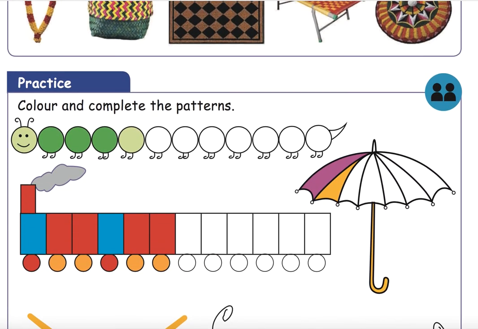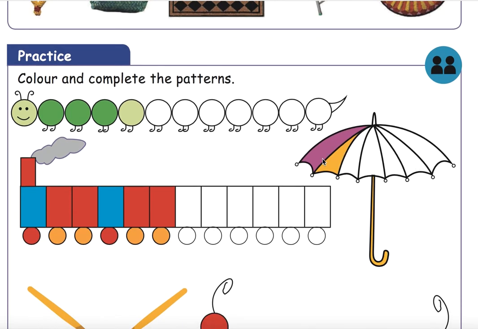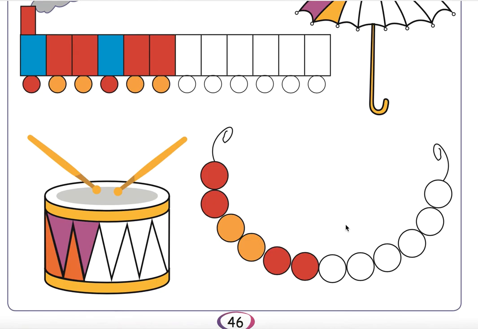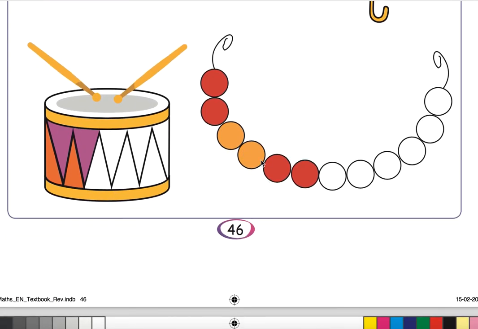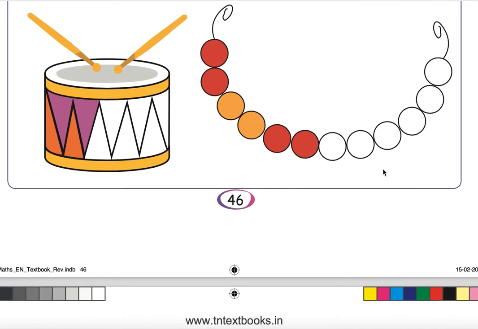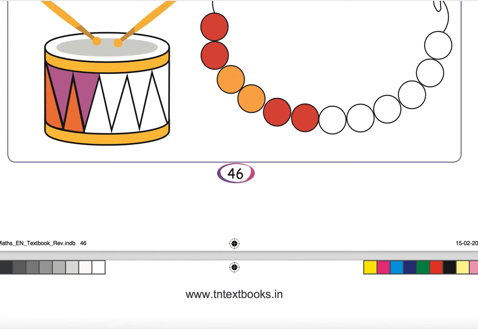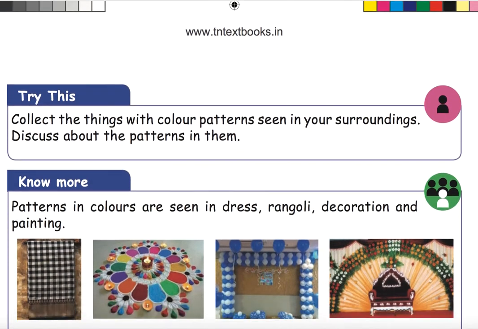Color and complete the patterns. Three green and three of this color, again three green, like that you have to complete. Here also with two different colors, but follow this pattern: 1 2 1 2, like that. Different colors. Here again this color, here again red color, like that you have to follow. Even for the drum, make use of two different colors.